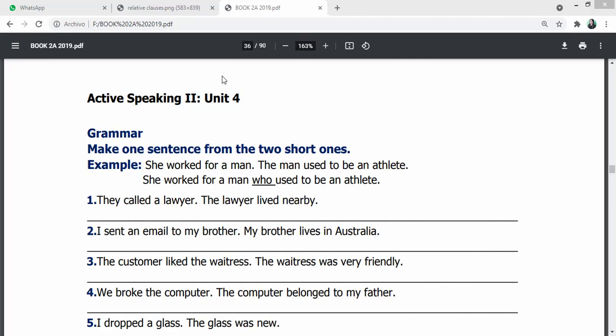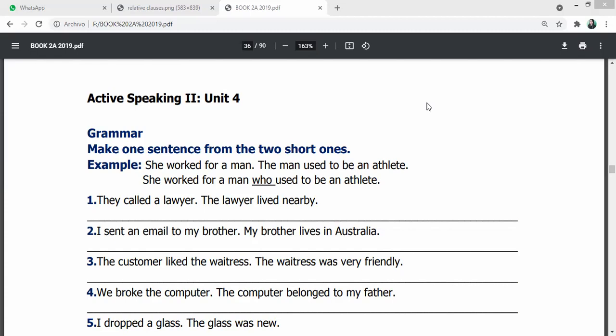And what about defining relative clauses? What about defining relative clauses? To give necessary information. Thank you so much. Yes, we use defining relative clauses when we want to talk about necessary information. When we say necessary information about someone, or about something, or about somewhere, okay? Some place. Okay, very good.